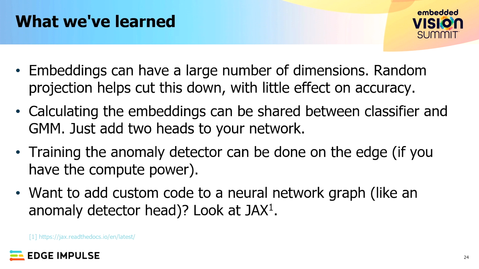And then last, if you want to do custom code in a neural network graph, like what we do here, something that doesn't look like a neural network but you still want to have in a graph, go take a look at JAX. I absolutely love it. It's basically a Python to compute graph compiler made by the Google team. We use it for a lot of stuff, pre-processing and post-processing of things. So if you're interested in that kind of thing, go take a look at that.